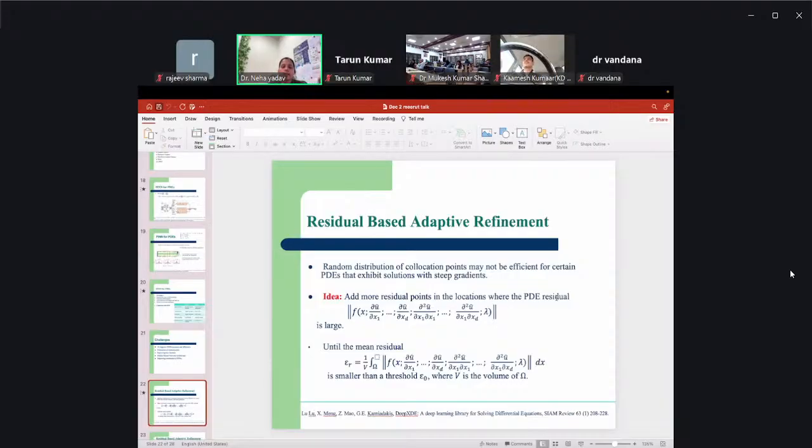This adaptive refinement was proposed by Lu Lu, I think around 2021, and is published in this paper.